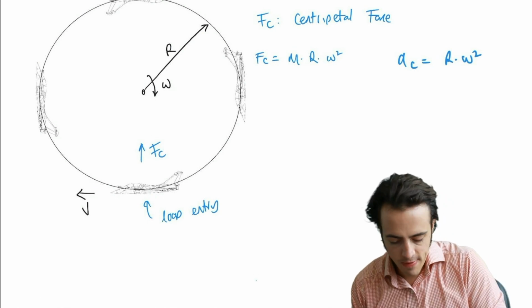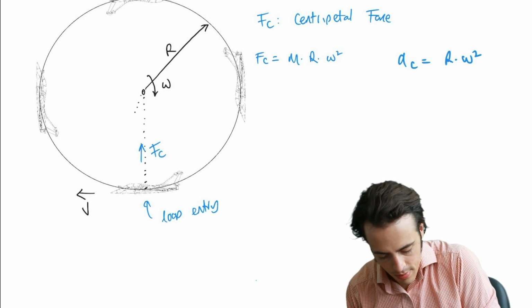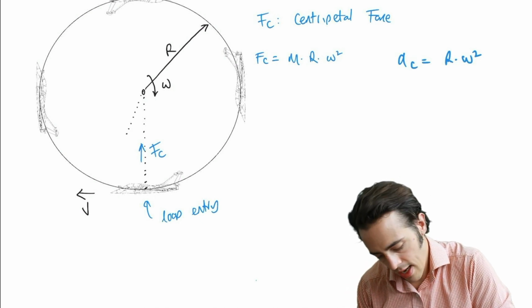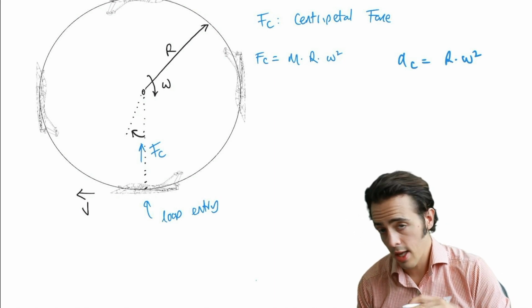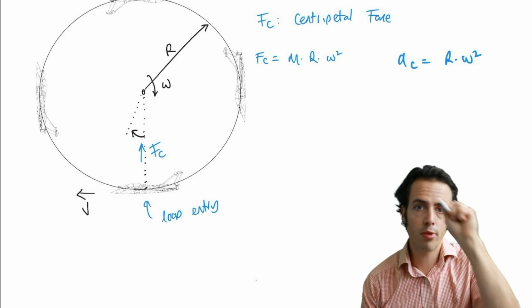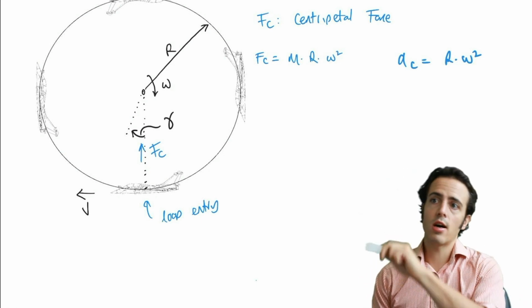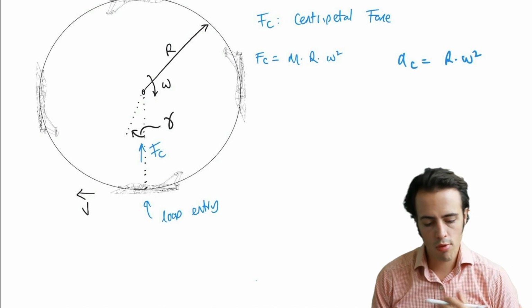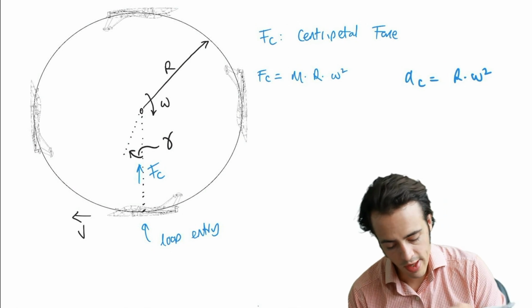So we're going to define an angular coordinate as well. We're going to say that gamma, because this is equal to the flight path angle, is 0 at the bottom, and then we go all the way around to 2 pi. So this is gamma, which defines our path through the loop. So let's go over to the centripetal force.